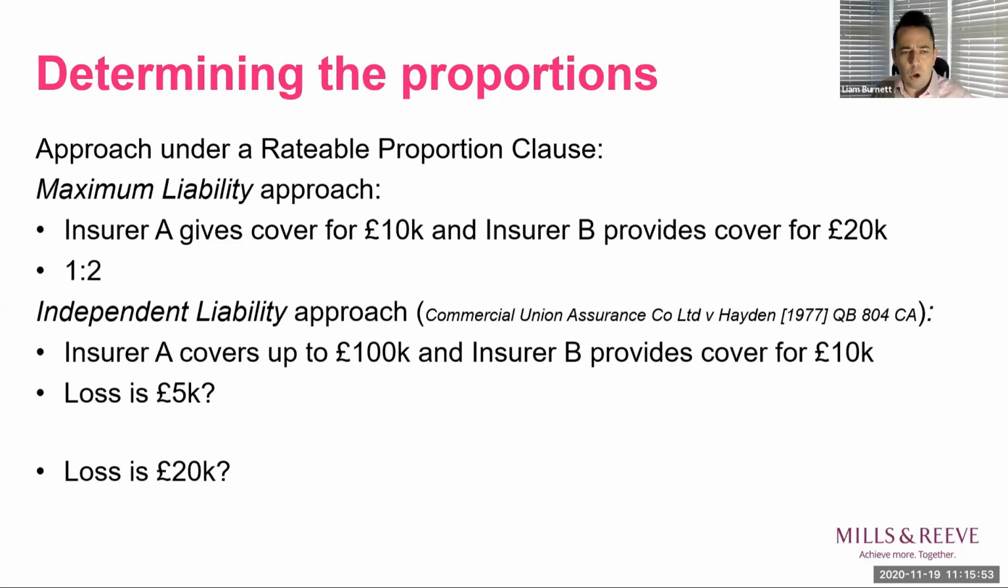Insurer A covers up to £100,000 and insurer B provides cover for £10,000. What happens if the loss is 5,000? Well, because each insurer is separately liable for the whole sum, the liability will be shared equally. However, if the loss is £20,000, then because insurer A is liable for the full sum, but insurer B is only liable for half, the proportion will be split 2/3 insurer A, 1/3 insurer B.